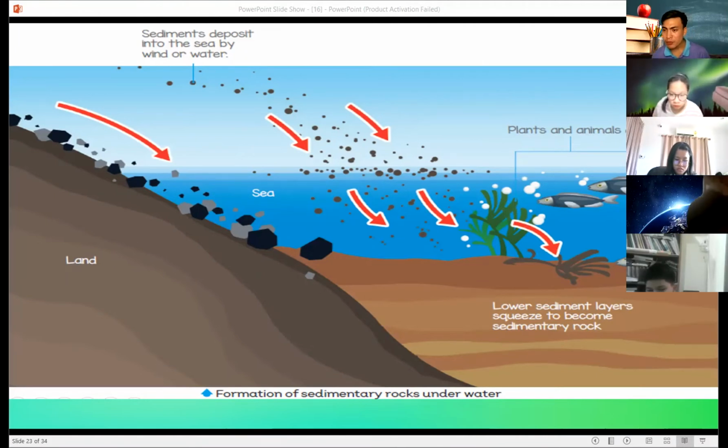Apiwit, number 14. Can you tell us what are the examples of sedimentary rock? Examples of sedimentary rock, please. Apiwit, number 14, or Apiwat? I don't know. Number 14, can you hear me? Yes, can you tell me the examples of sedimentary rocks? I will give you one. Limestone. What else? Oh, I don't know.